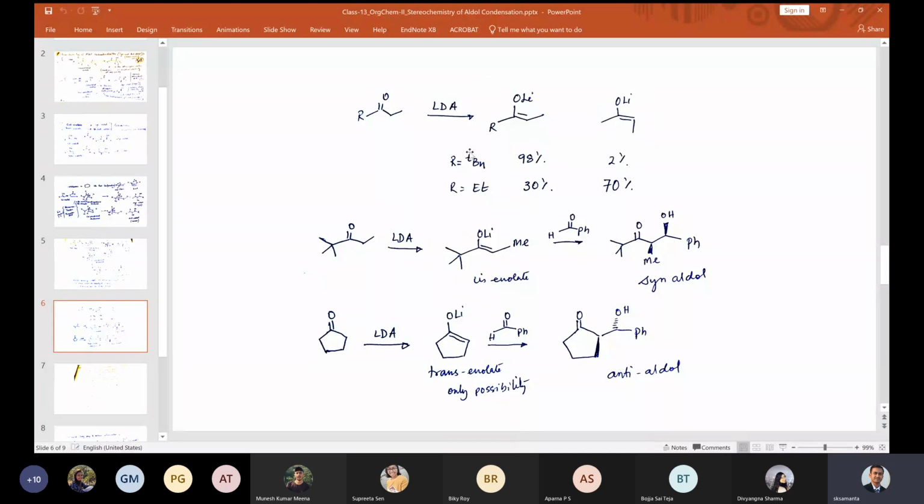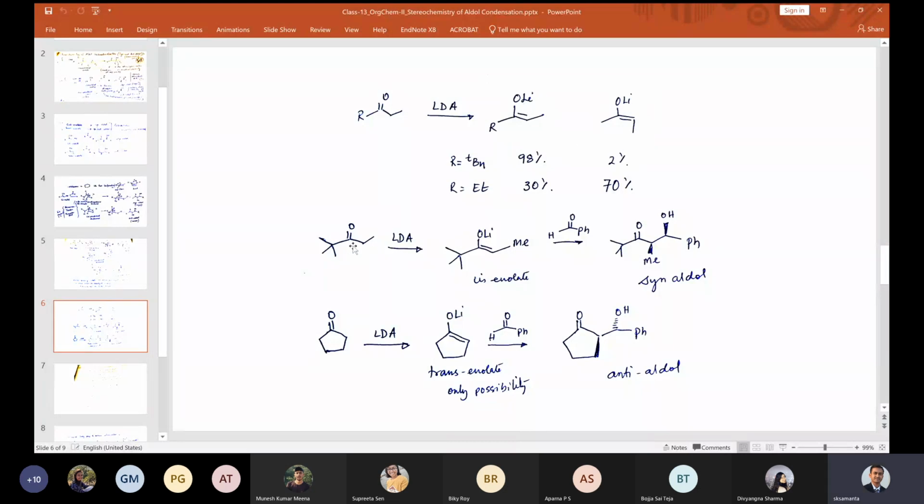If we have a tertiary butyl group as the R group, then you can easily understand that this tertiary butyl group and the R group will have a lot of interaction. So this form will be favorable, 98%. This would be the minor one. But if you take a smaller group like ethyl, then this form actually prevails compared to this one.